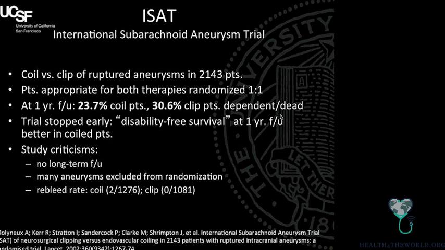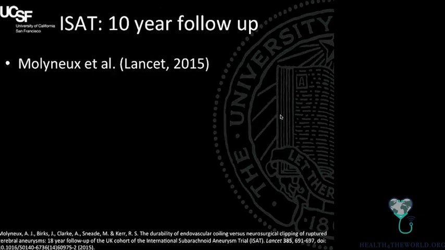Of course, there's no long-term follow-up. You have to start somewhere. And there are certainly aneurysms that were excluded, because it wasn't that all aneurysms were incorporated. Some aneurysms were thought better for clipping or better for coiling, with no need for randomization. Importantly, the rebleed rate was slightly higher in the coiling group than the clipping group. We'll get to that in 1 second.